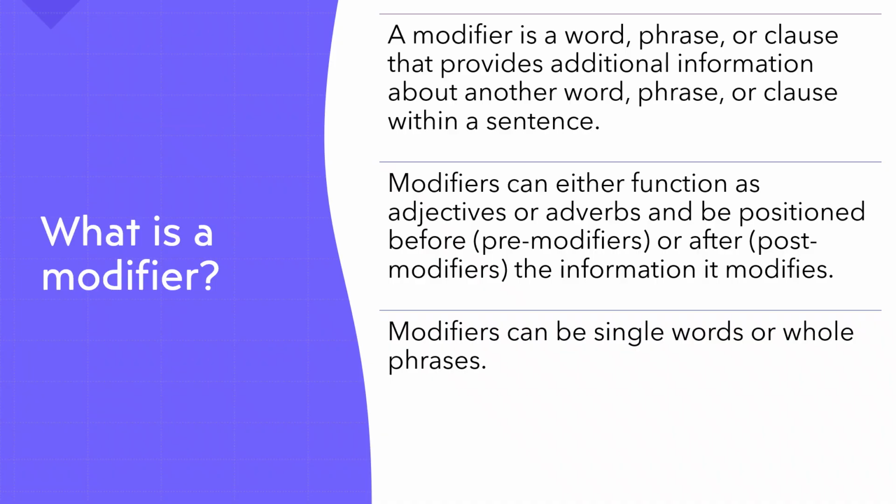What is a modifier? Well, it's a word, phrase, or even a full clause that provides additional information about another word, phrase, or clause within a sentence. Modifiers can either be adjectives or adverbs and need to be positioned before (pre-modifiers) or after the information that they modify. Modifiers can be single words or whole phrases.